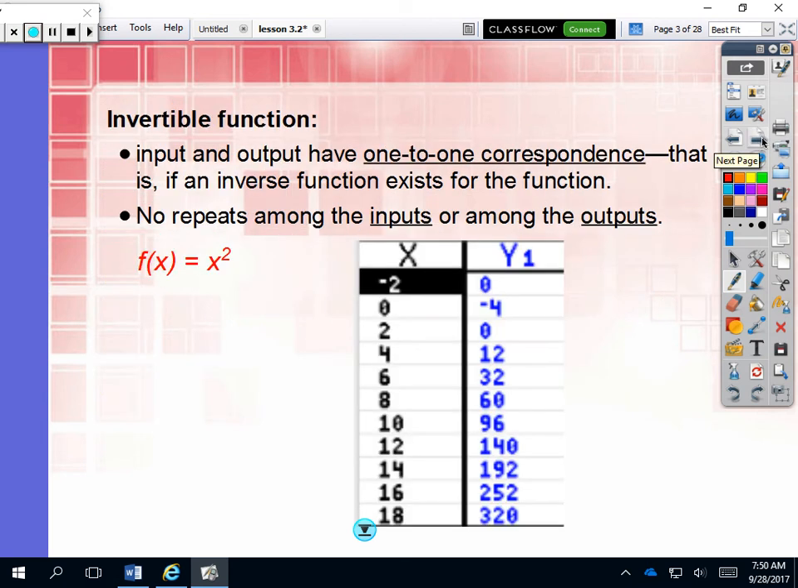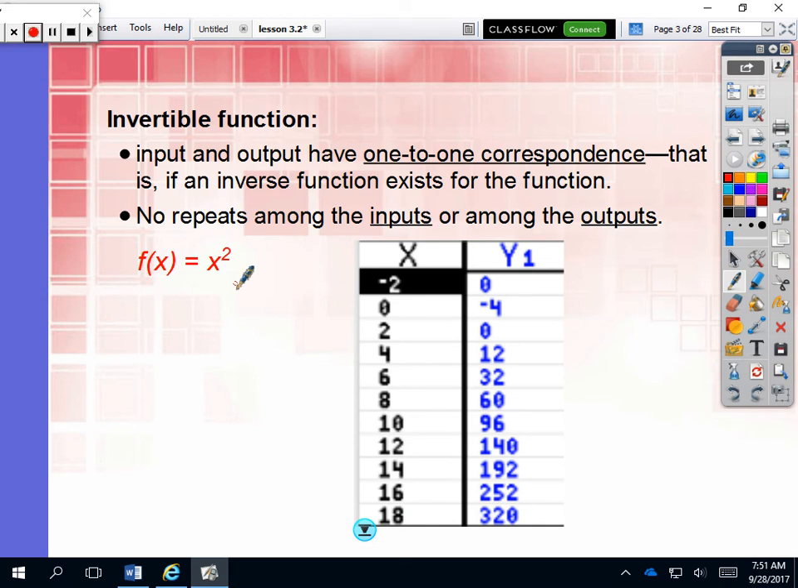So if a function is invertible, which means it's 1-to-1, we talked about that yesterday, input and output are 1-to-1. That is, if an inverse exists for the function, it has to be 1-to-1. So we kind of added on to the fact that if it's not 1-to-1, the inverse does not exist. So we have to make it 1-to-1 by restricting the domain. We talked about that yesterday. In tomorrow's lesson, we're going to talk more about that. So you cannot have repeats among the inputs or outputs in order for it to be invertible.